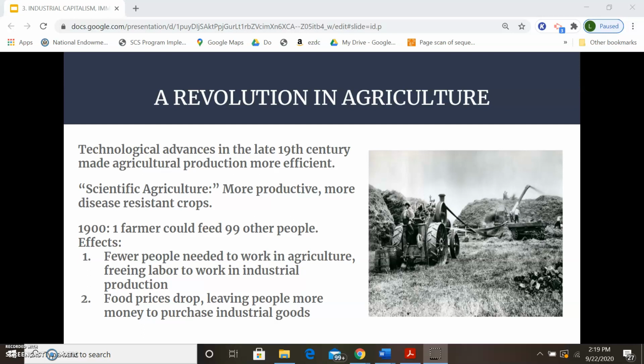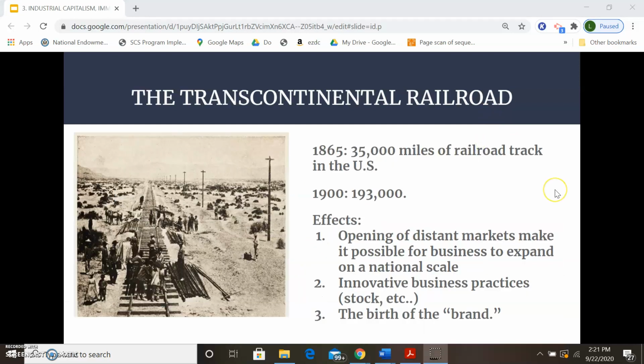But because one farmer can now feed 99 other people by 1900, this means that the majority of American people no longer have to be farmers. They don't need to work in agriculture. This means that labor is freed up to work in industrial production. And we see also, because food becomes more abundant, because one farmer can grow so much more food, that food prices drop as well. So people start to have more money to purchase industrial goods. They're not spending all of their money purchasing food.